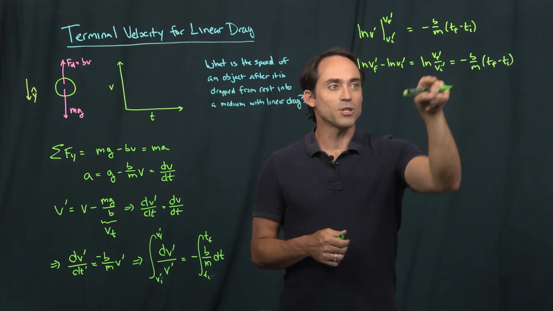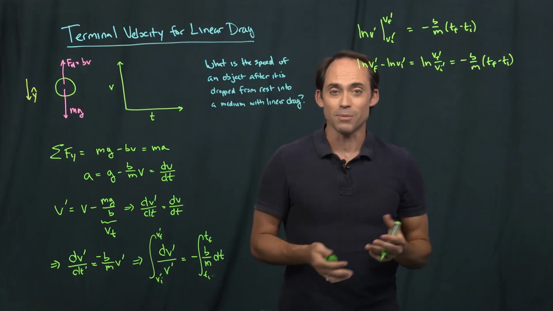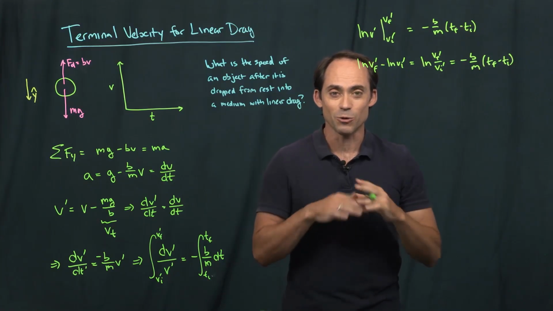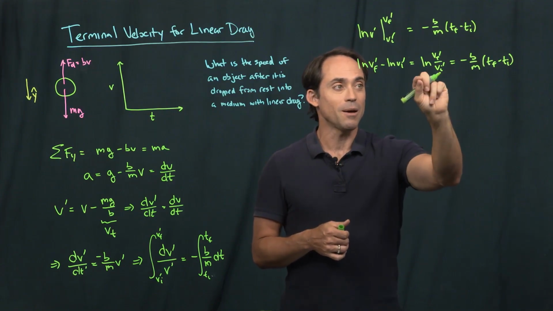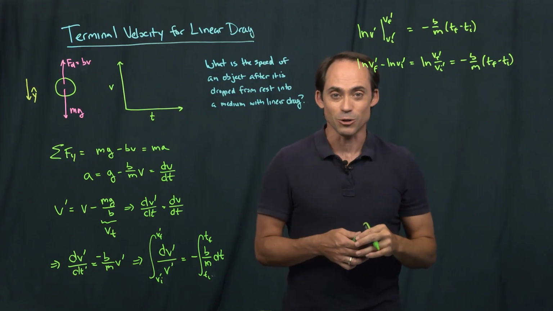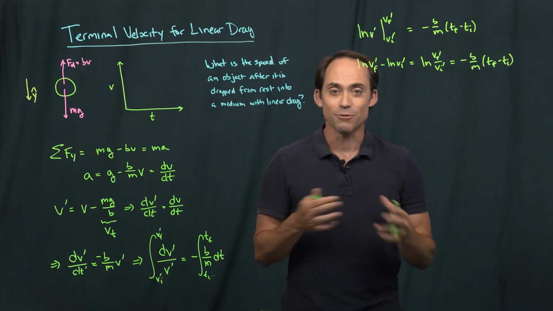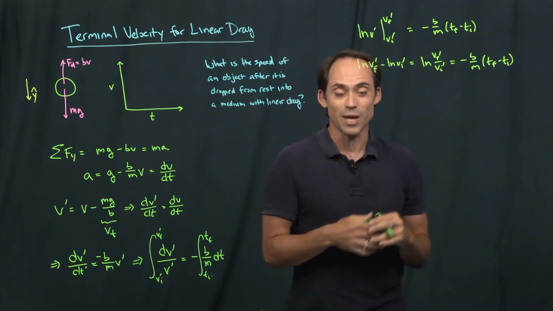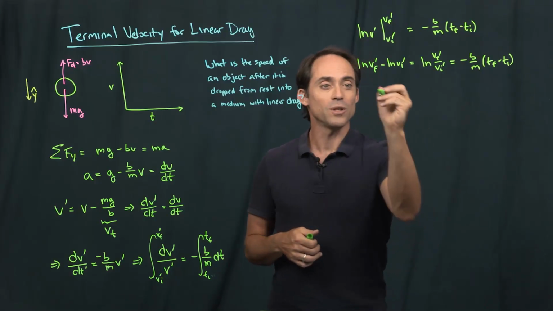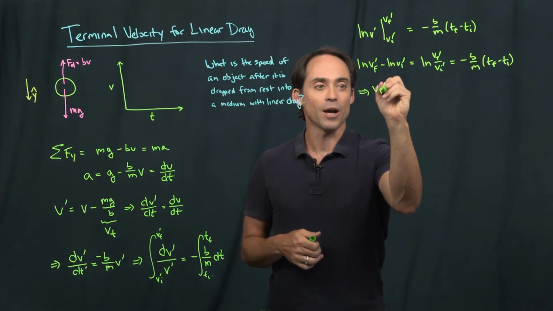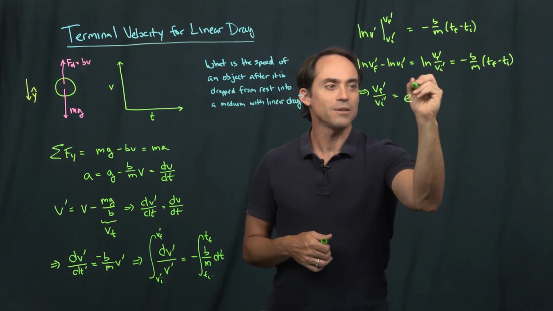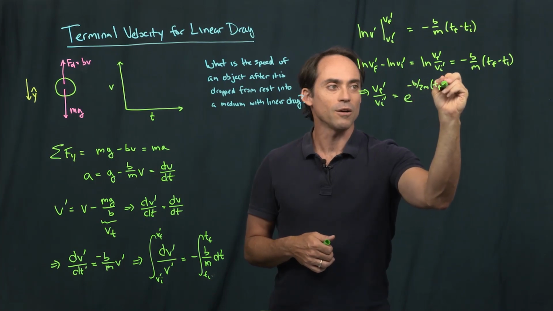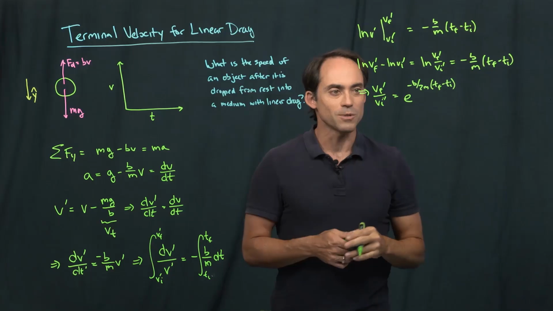Now, I've got an expression here in terms of logs. Logs are not usually something we like to deal with all the time in writing down physics problems. But let's isolate this term by taking both sides to the exponential power. The opposite function of log is e to that power. That's the exponential. So this means that we can write down vf prime over vi prime is just equal to e to the minus b over m times our difference in times.